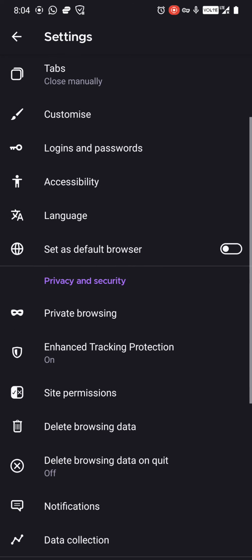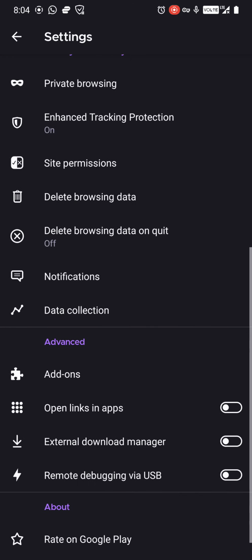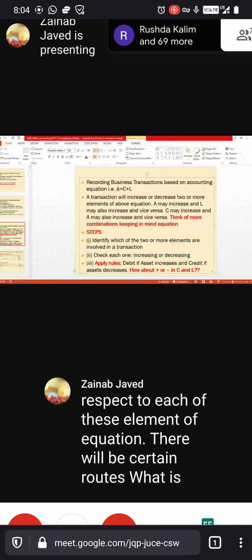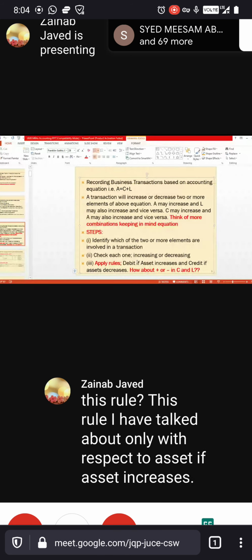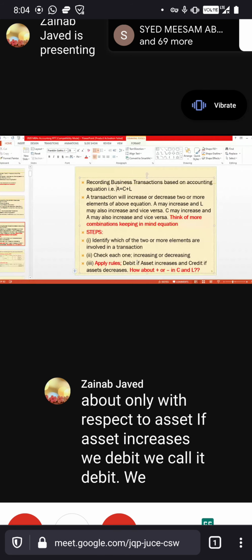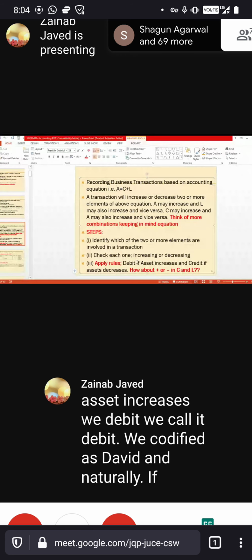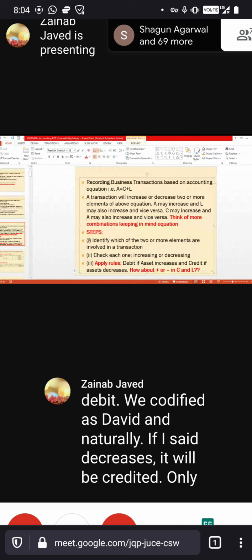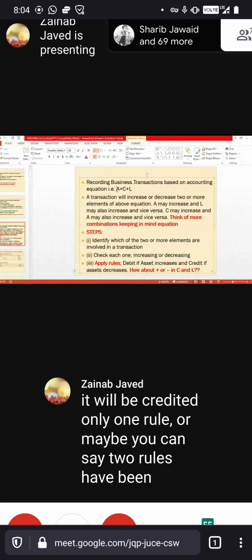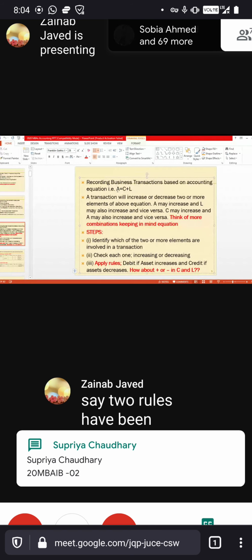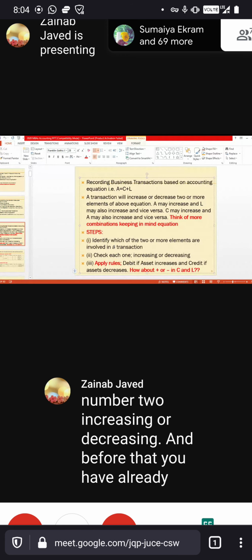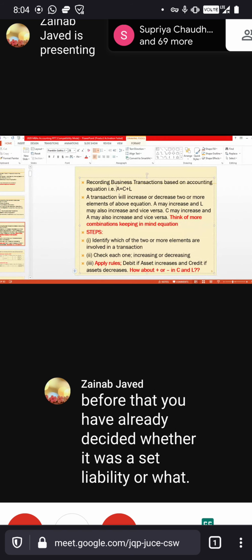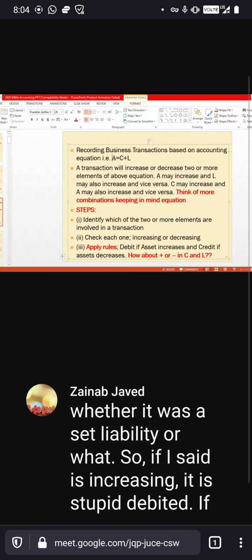So that means with respect to each element of the equation, there will be certain rules. This rule I have talked about only with respect to asset. If asset increases, we debit. We codify it as debit. And naturally, if asset decreases, it will be credited. Only one rule, or maybe you can say two rules, have been explained with respect to asset. I repeat, in case asset is increasing, this you have already decided in step number 2, increasing or decreasing. And before that, you have already decided whether it was asset, liability, or what. So if asset is increasing, it is to be debited. If asset is decreasing, it is to be credited.